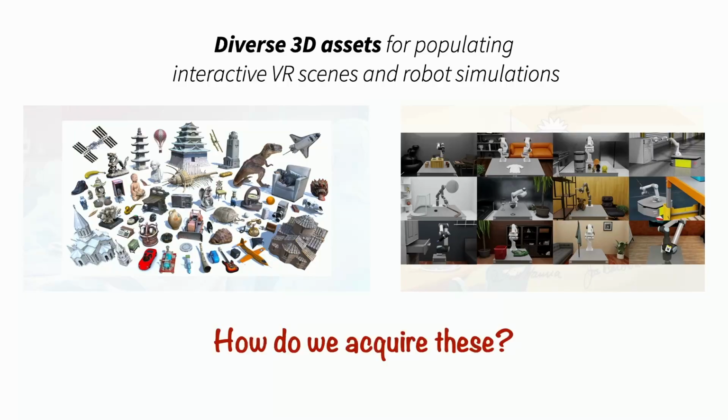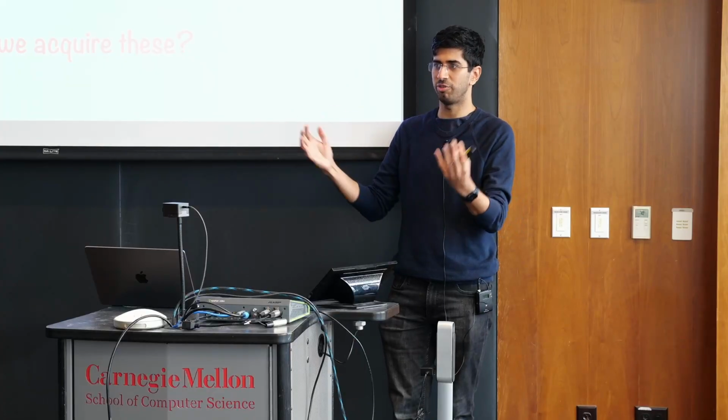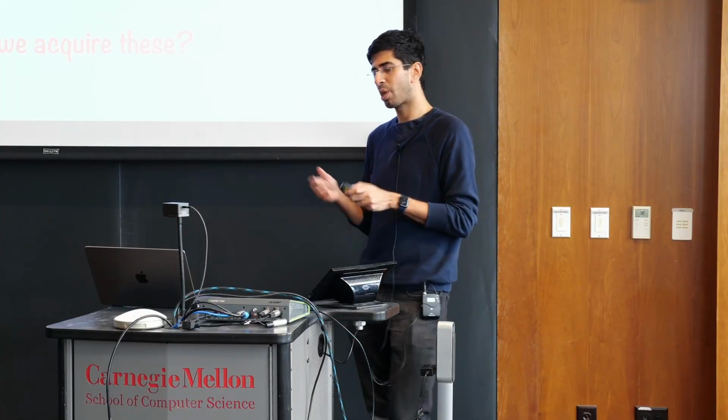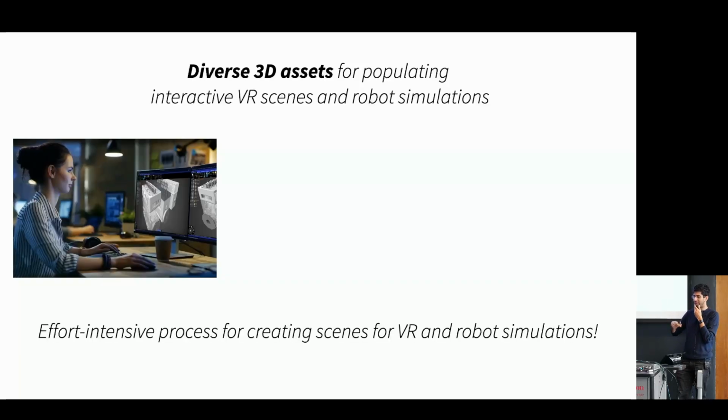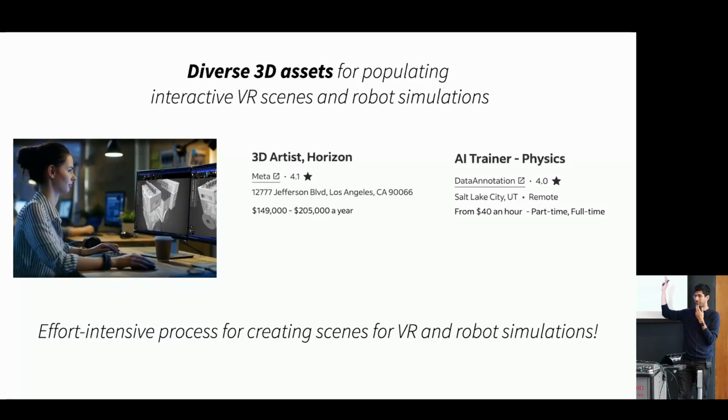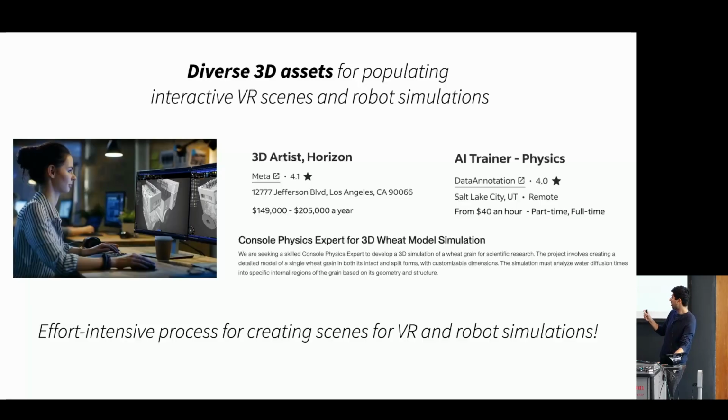Okay. And I think the key question for me is, how do we acquire these diverse 3D assets that will be useful for all of these applications? I think the current paradigm is you hire someone to create them, right? There is some designer who designs these assets and simulations. In fact, I looked at some job listings for these. If you want to make 150K or something, you can get hired at some of these companies. You can even design a simulation model for a single wheat grain and get paid a few thousand dollars for that.